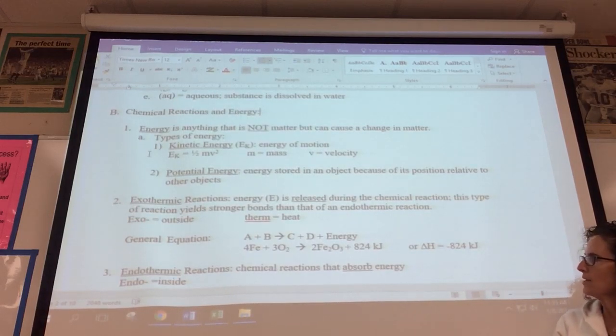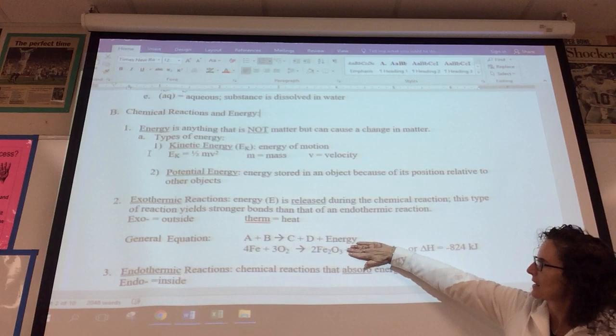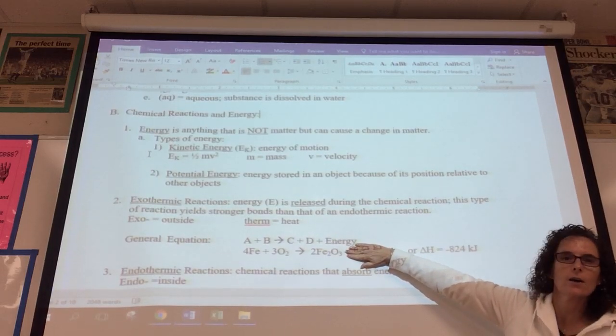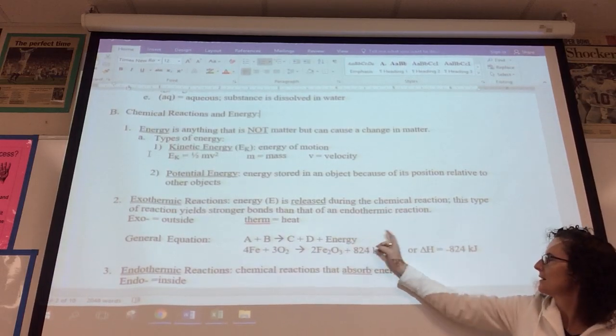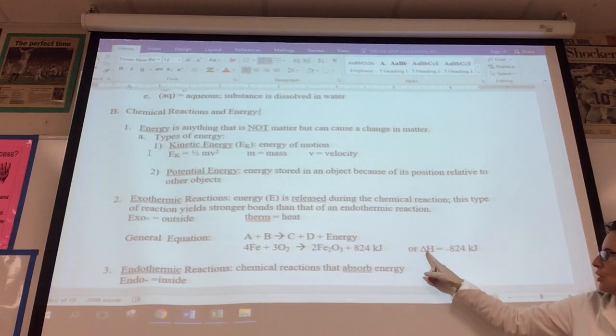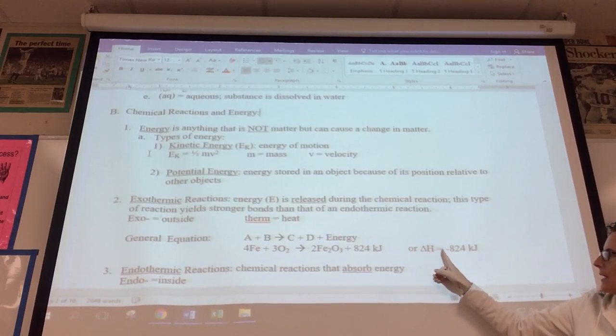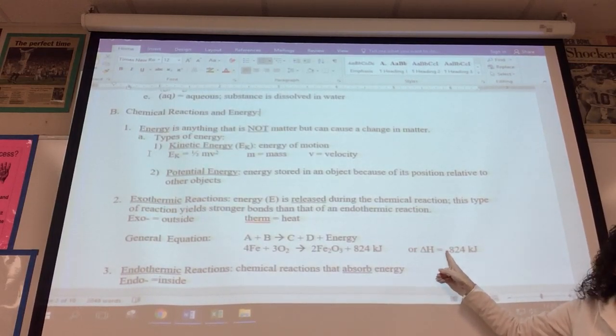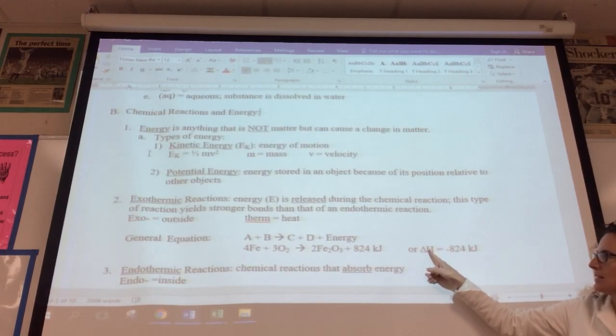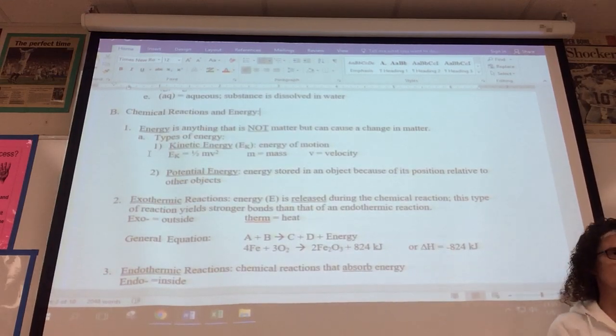Alternatively, the equation could be written, instead of this term being here, it would indicate that the delta H, the change in enthalpy, is negative. A negative delta H is indicative of an exothermic reaction.